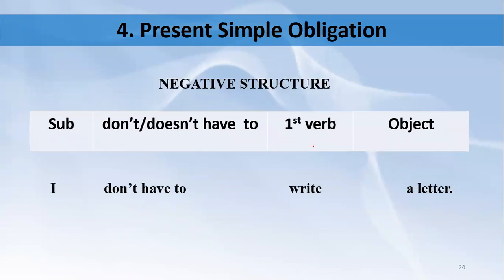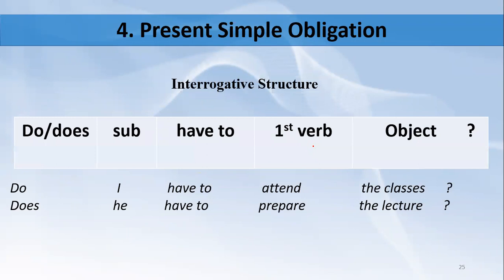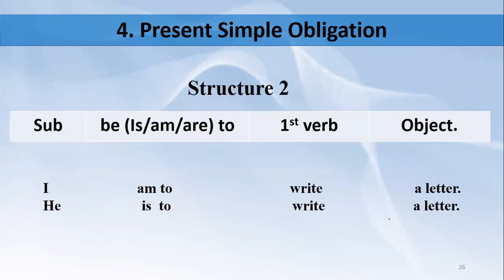The negative structures: do not have to or does not have to. Like, we do not have to work that hard. He does not have to work that hard. Clear? Interrogative structures again. So do I have to work hard? Does he have to work hard? Do I have to attend the classes? Does he have to prepare the lecture? So again, do and does.